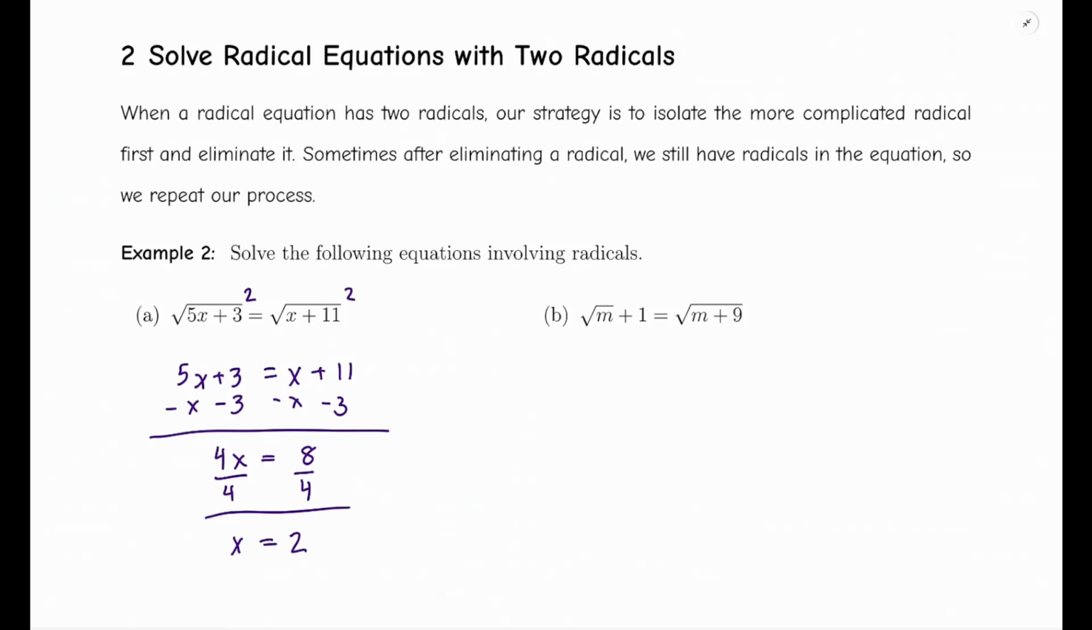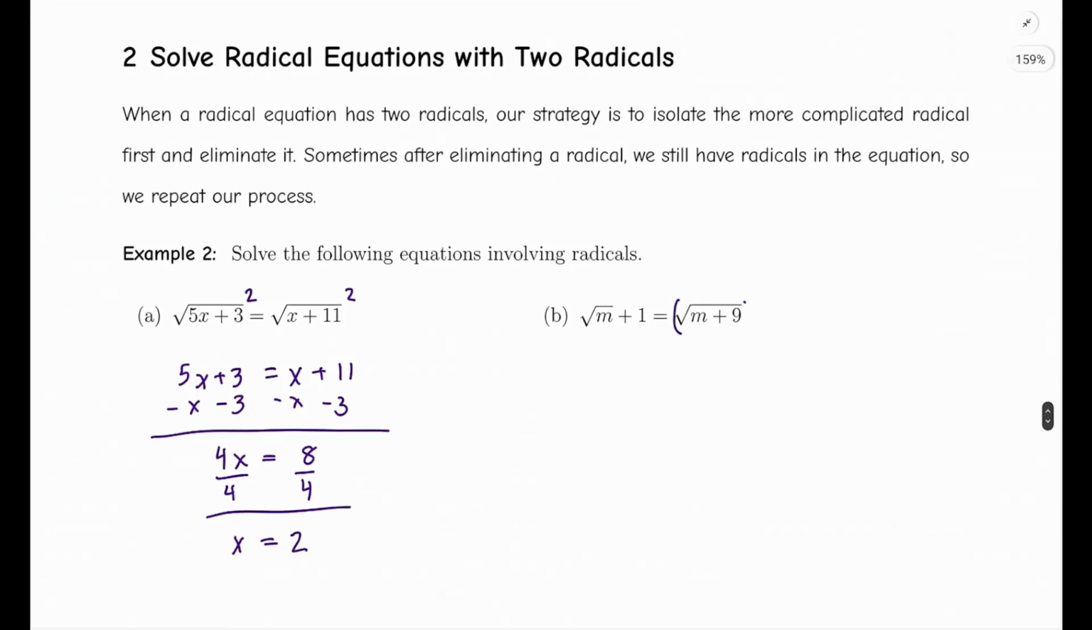Part B, square root of m plus 1 equals the square root of m plus 9. Well, the square root of m plus 9 is the more complicated radical, so I want to get that one by itself, which it is. So now I'm going to square both sides. This becomes the square root of m plus 1 times the square root of m plus 1, which equals m plus 9. Don't forget, you have to distribute this, but square root of m times square root of m is m. Square root of m times 1 is square root of m, but then 1 times square root of m is square root of m. So that gives us 2 square root of m, and 1 times 1 is 1.